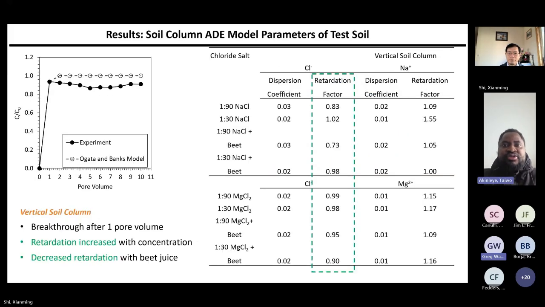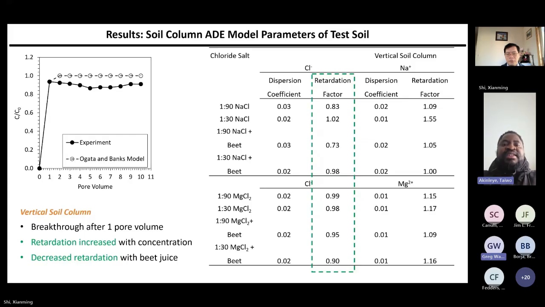So if you look into the next results, now this is just pointing out those retardation factors. The table on the right-hand side depicts all of the conditions that we observed during our vertical soil column experiment. But the key takeaway is that for all of these experiments, we got a breakthrough after 1 pore volume. Breakthrough simply means we got to the initial solution concentration at about 1 pore volume. That is, the inflow concentration and the outflow concentration were equal after about 1 pore volume. And then we also observed that retardation increased with concentration, which supports the initial postulation.